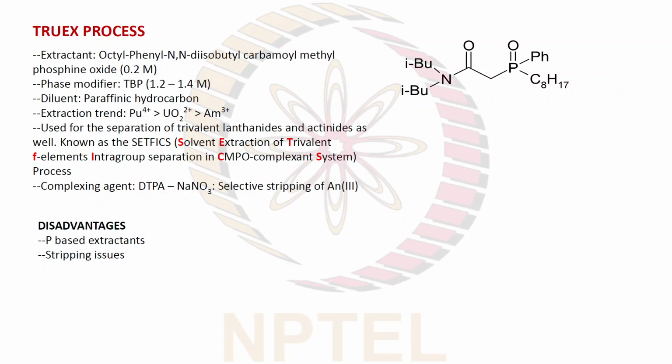Extraction trend is Pu4+ highest, then UO2 2+, then Am3+, and it is used for the separation of trivalent lanthanides and actinides, also known as SETFIX. SETFIX full form is solvent extraction of trivalent f-block elements intra-group separation in CMPO complexant system. The complexing agents we use are DTPA or NaNO3, and it is used for the selective stripping of An3+.